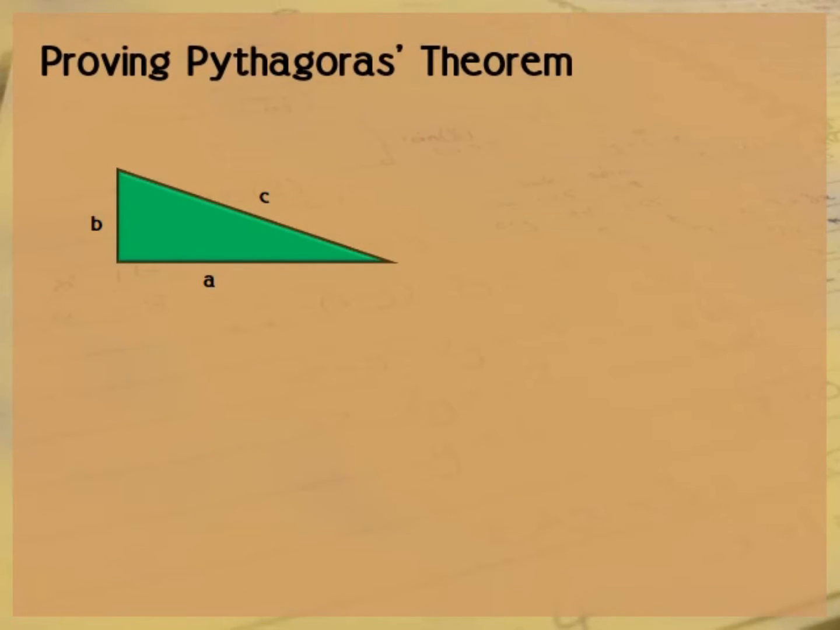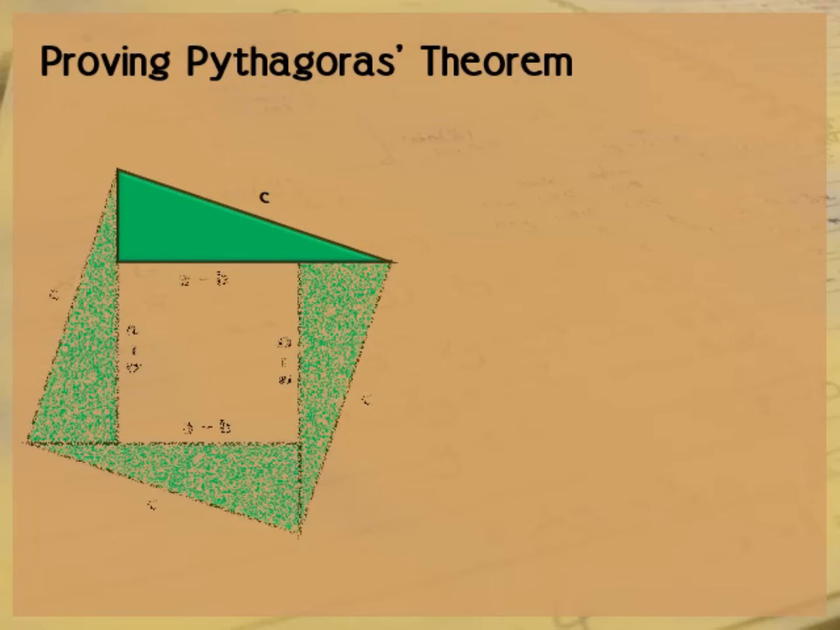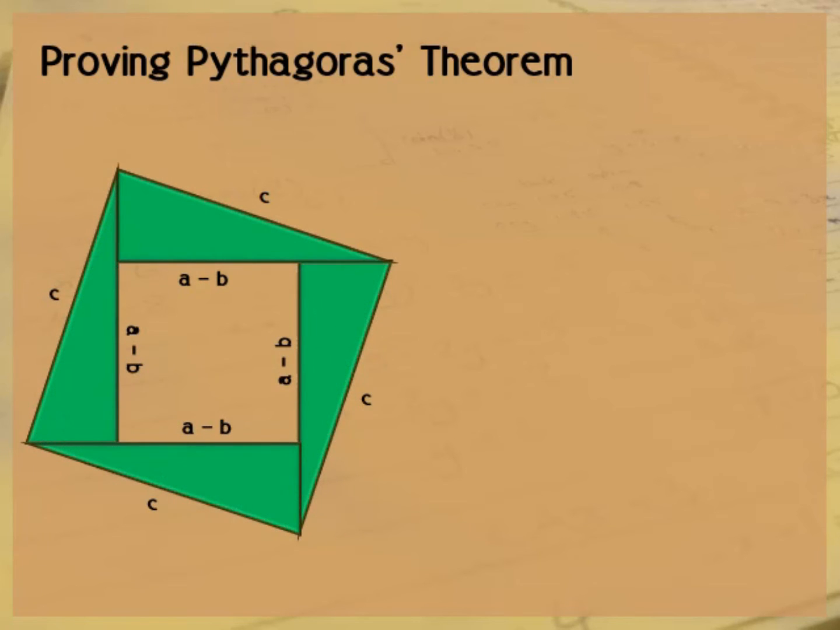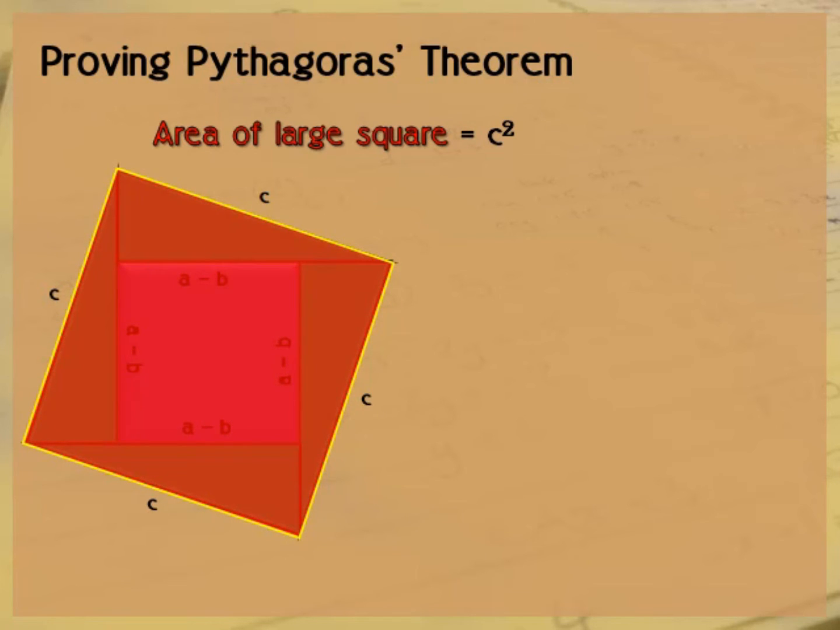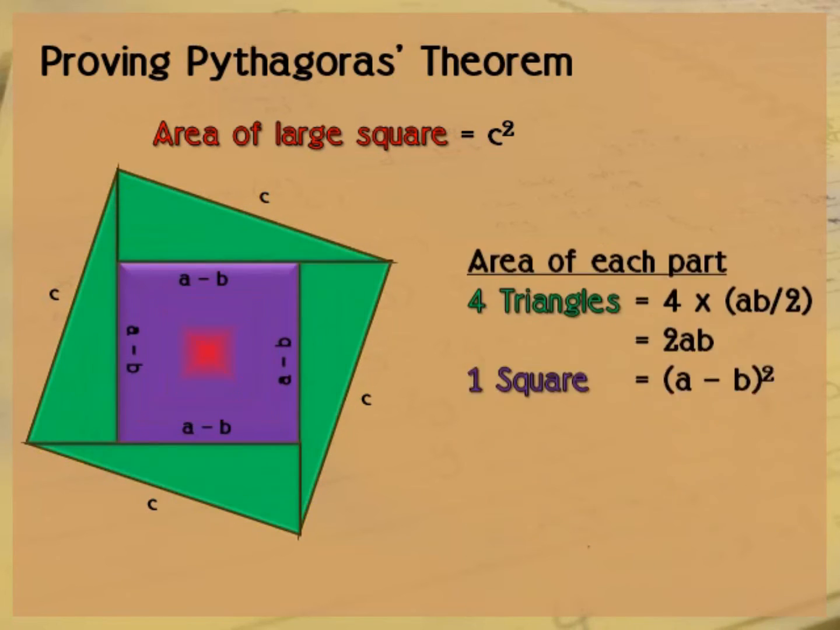Okay, so let's look at proving Pythagoras' theorem, and this is not the proof that Pythagoras himself would have used, because he did not have algebra at that time. He did something different, but what we are going to do is construct a square made of 4 right-angled triangles like this. And we can see we have 4 green triangles and 1 purple square, and all together they make up one big square, and the area of that large square is going to be c squared. You can see the hypotenuse squared is c times c, and that's the area of the large square.